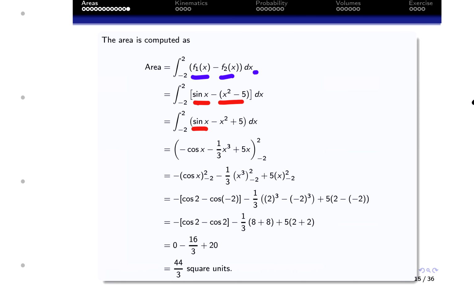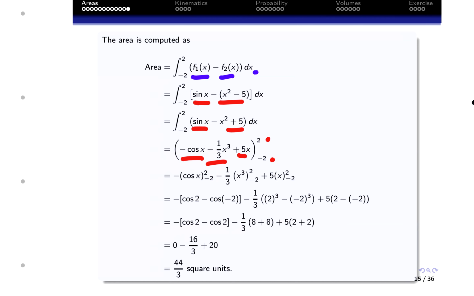And then if you integrate sine x, you get minus cos x. Integrate x squared, you get x cubed over 3, which is the same thing as minus 1 over 3 x cubed. Integrate 5, you get 5x. You don't worry about the constant because it's a definite integral. And when you evaluate at those values, the c will cancel out. I showed you how that happens previously, okay?